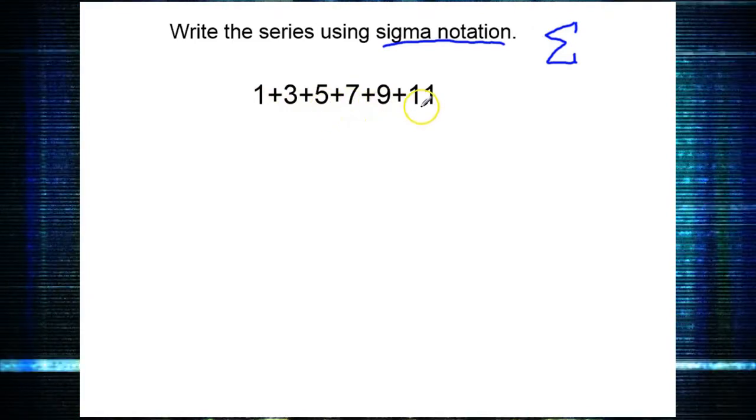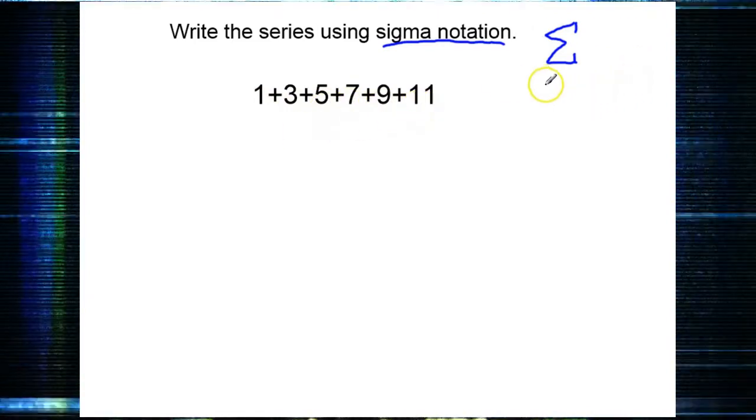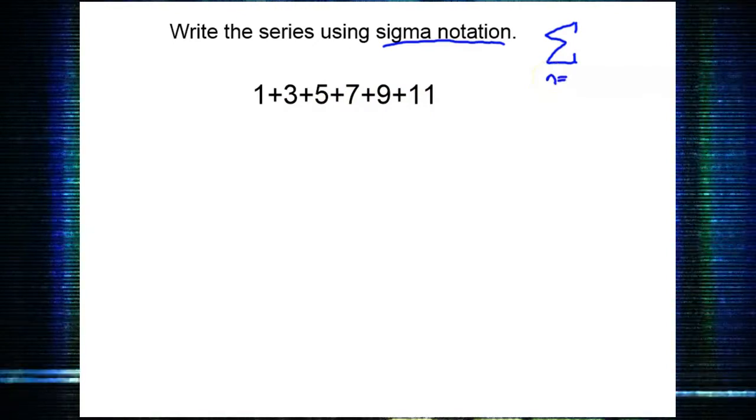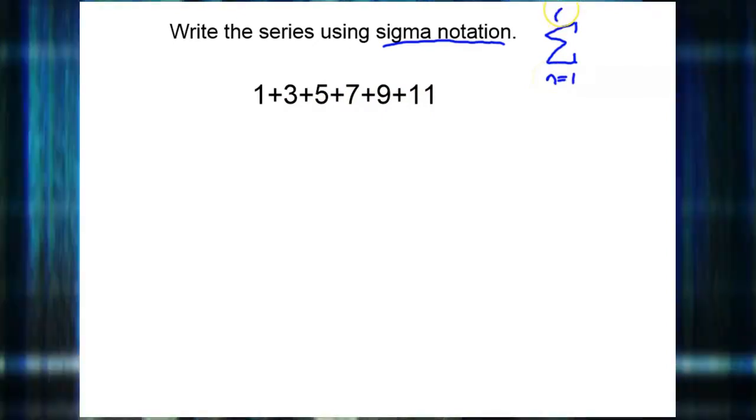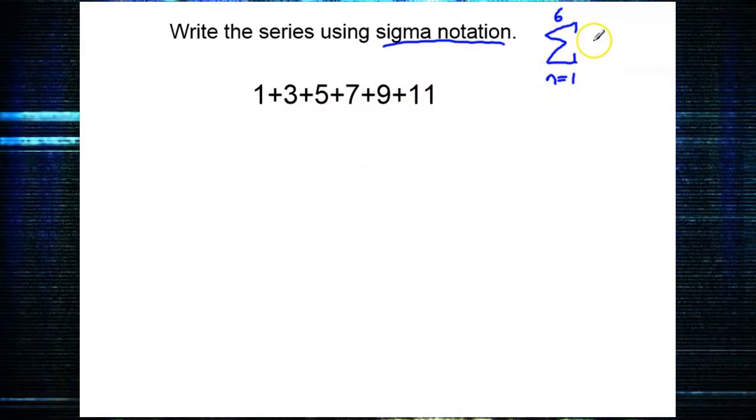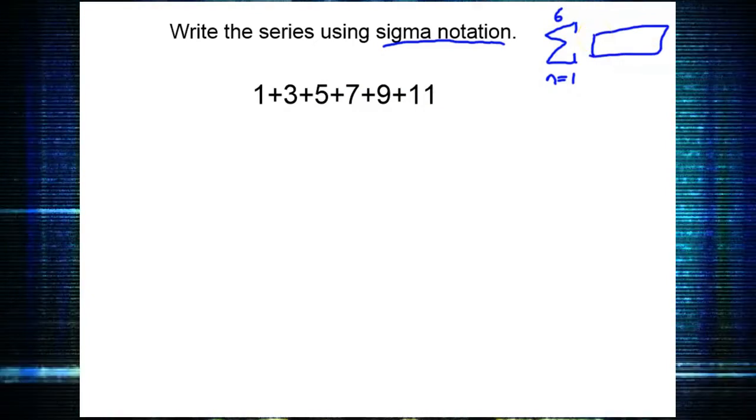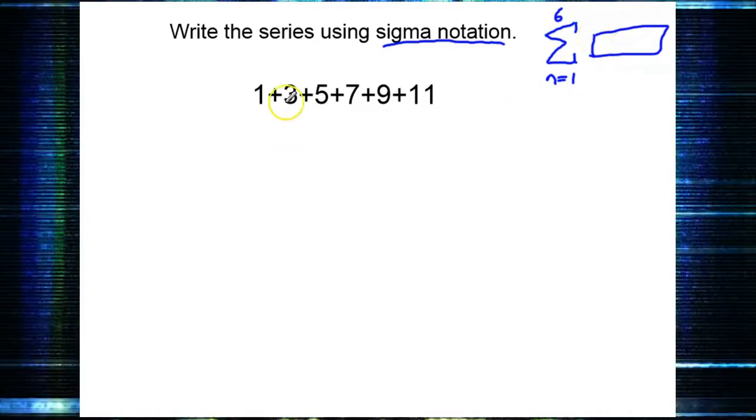There are 6 values here. So basically we're going to say we'll start at 1 and stop at 6. So now we need to figure out this part. But how do we do that?